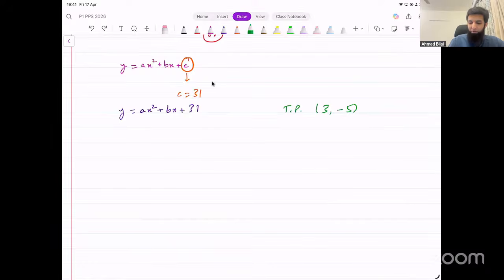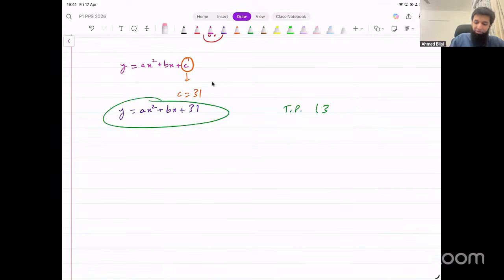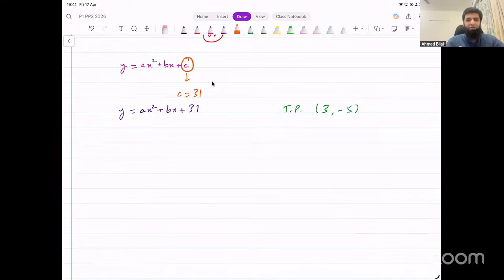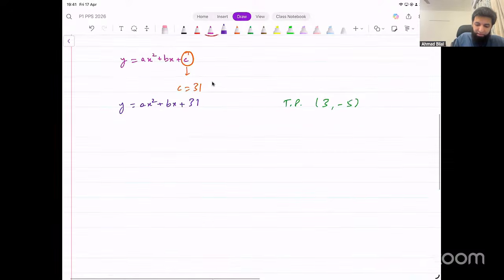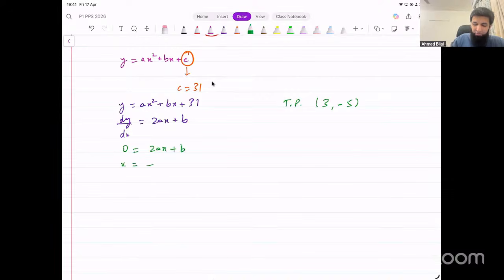What we could do is find the turning point of this equation as well. Let's find that. Turning point from this equation, we could use minus b over 2a, because since it's a quadratic function, we could use differentiation as well. Let's see what the turning point turns out to be in terms of a and b. Find the derivative. That will give us 2ax plus b. Put this equal to 0. 0 equals 2ax plus b. The value of x turns out to be minus b over 2a. If you remember the formula, you could just use that directly as well.